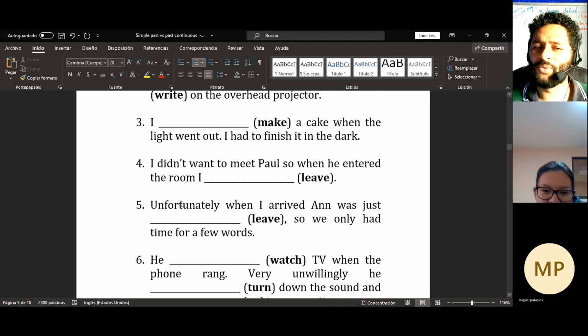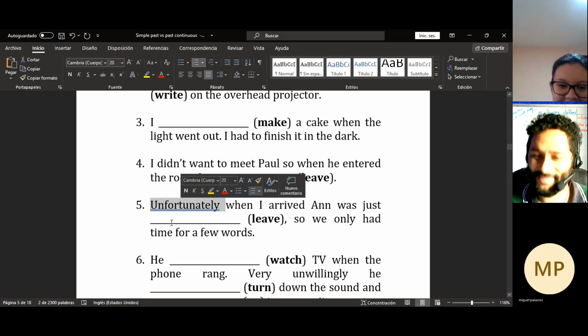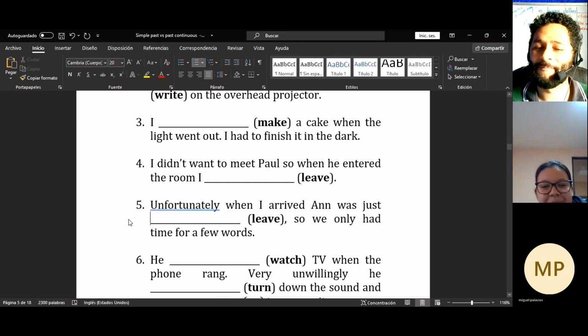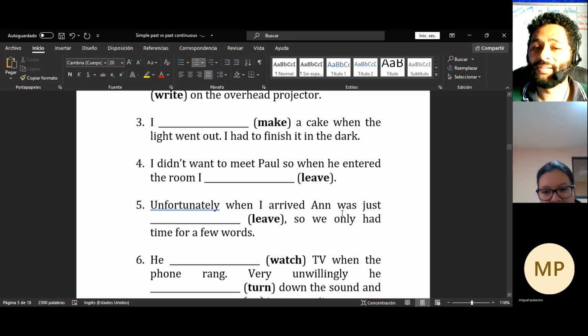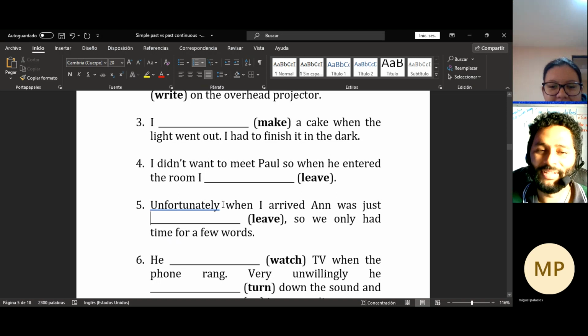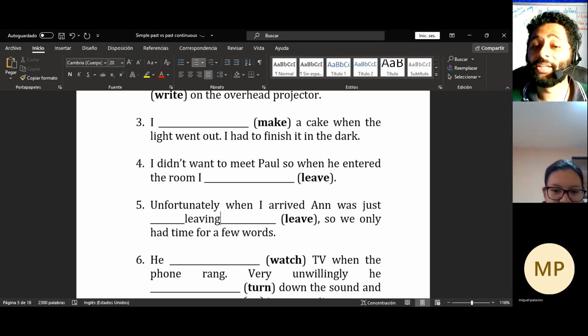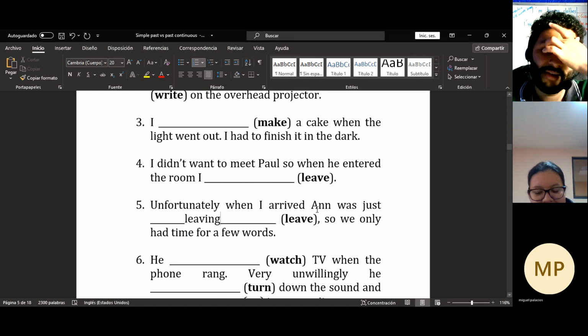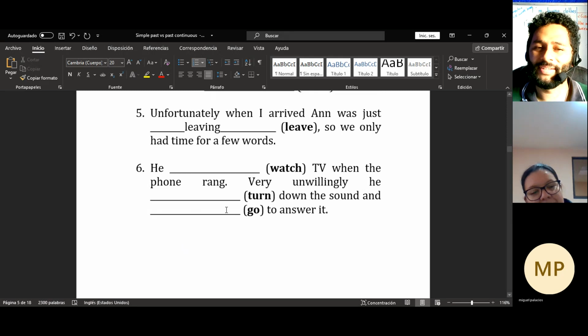Okay. So how would you pronounce this word, by the way? Unfortunately. All right. So how would you complete it? Unfortunately, when I arrived, Ana was just leaving. Exactly, was just leaving. Apenas estaba yendo, ¿no? Cuando yo llegué, Ana apenas estaba yendo. Okay. So number 6. What do you have in number 6?